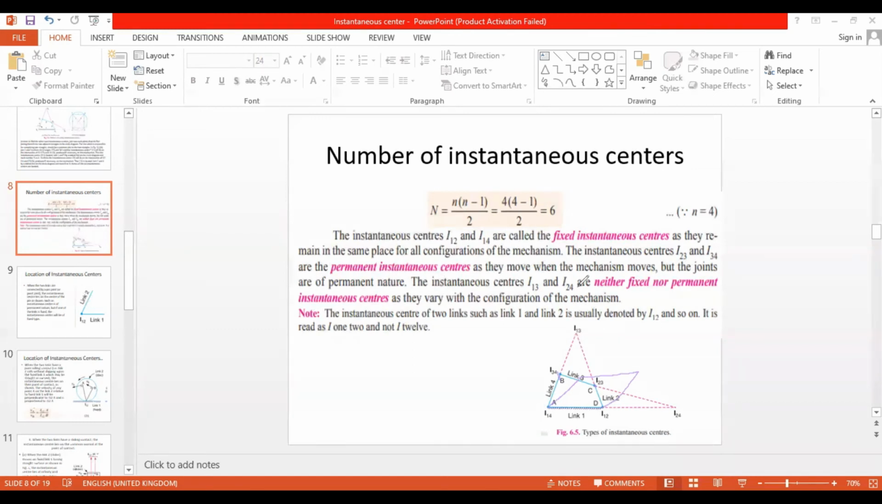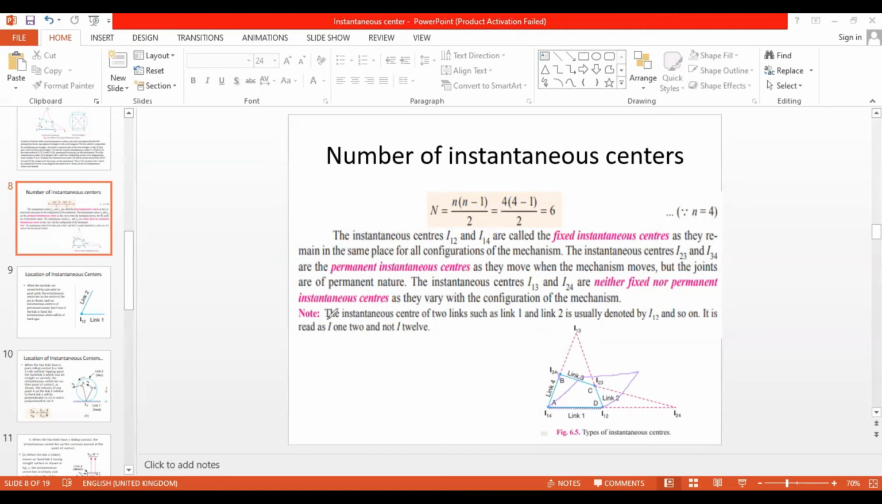Then the instantaneous centers I13 and I24, right? I13 and I24 are neither fixed nor permanent instantaneous centers. They are not even fixed, there is no fixed link, and they are not permanent. Why? They are not associated with the permanent joints, as they vary with the configuration of the mechanism. These two don't have any fixed part, and they are not associated with the permanent links or joints, so they don't have any permanent nature. That's why it is called a neither fixed nor permanent instantaneous center.